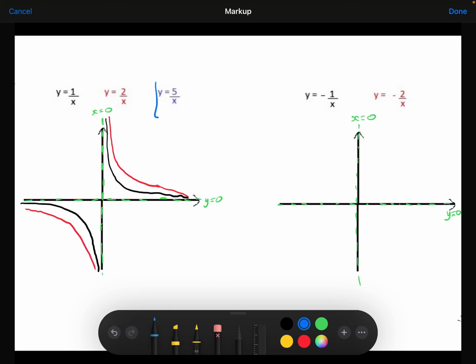If I was going to draw 5 over x, well again, it's just going to be exactly the same, just higher. All the y coordinates will be 5 times bigger now.